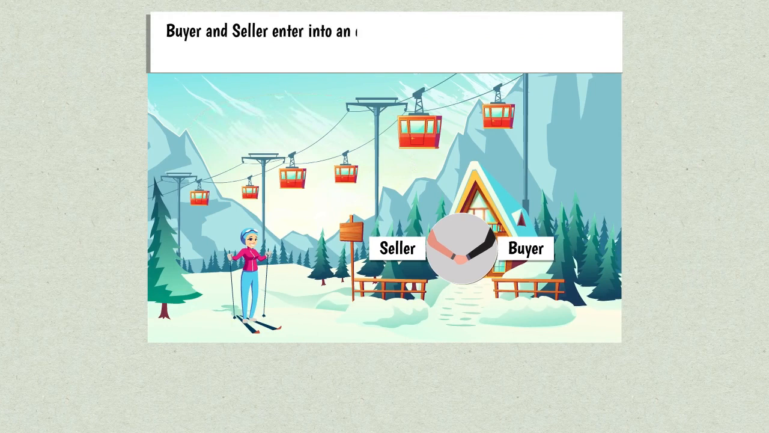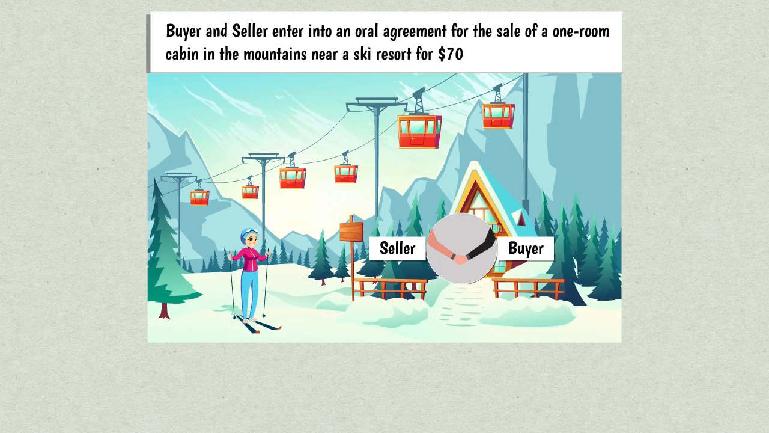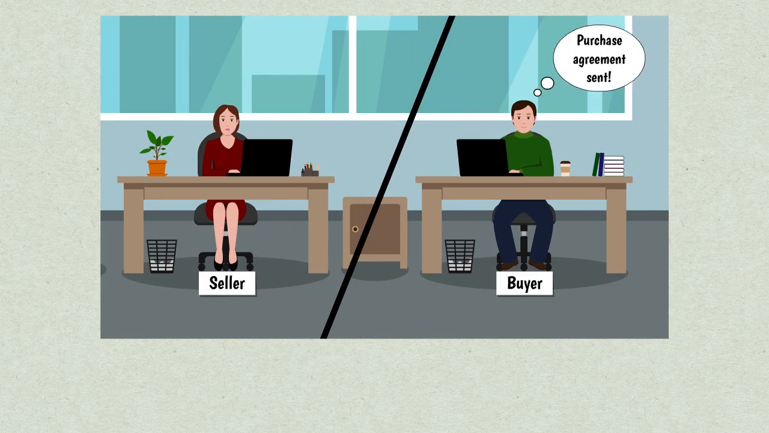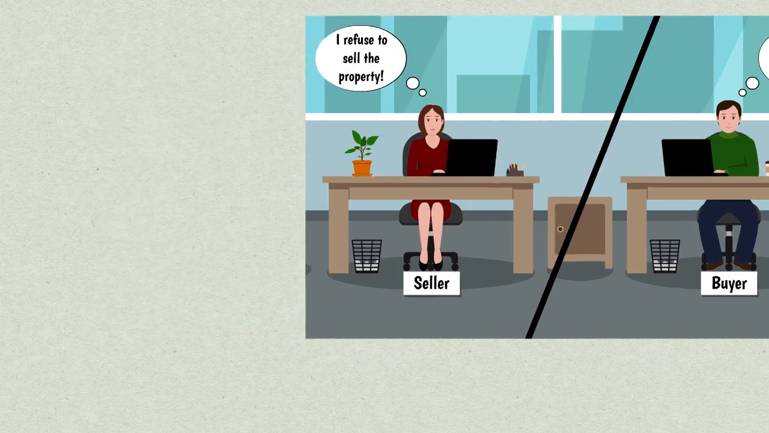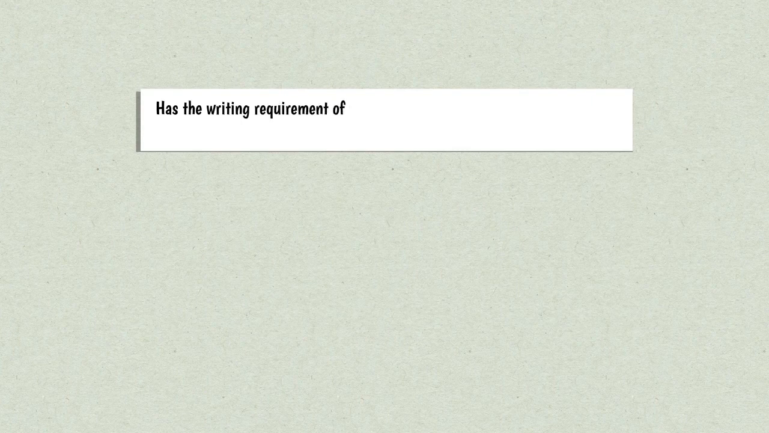Buyer and seller enter into an oral agreement for the sale of a one-room cabin in the mountains near a ski resort for $70,000. Buyer sends a signed email to seller that accurately sets down the terms of the oral agreement. Seller refuses to sell the property. Has the writing requirement of the Statute of Frauds been satisfied as to seller's obligation?